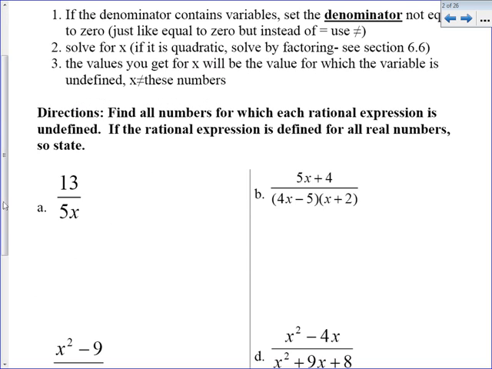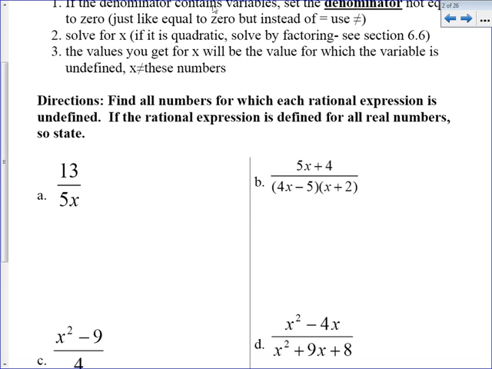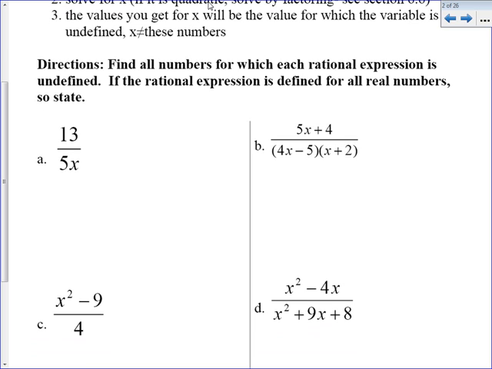So notice, all of these are fractions. I have the same trouble area with my fractions. Where do I have trouble with fractions? What part of the fraction gives me potential trouble? The denominator, the variable in the denominator is going to give me a potential trouble area. So this goes right back to what we did in 8.3. You just don't have to set up the intervals in these problems. It's a little bit less work, actually.